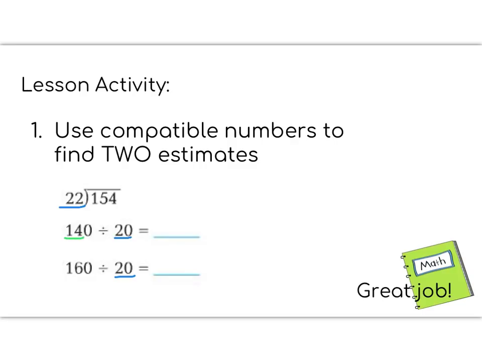So instead of 154, we've rounded to 140 and 160. Your job is to fill in those two blanks. Then why don't you go ahead and put a star by the one which is more reasonable. Solve this problem in your math notebook. Great job!